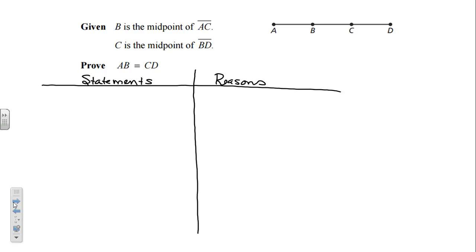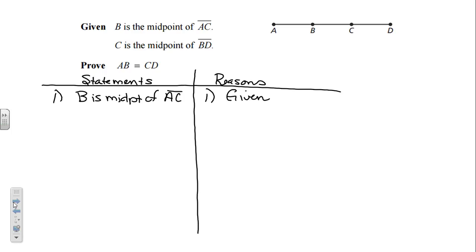Now what's the very first thing we always write down? The given. Okay, that gives you points. So we know that B is the midpoint of AC. So why could I write that down? It's given. Two points, writing the statement and the reason. Okay? So B is the midpoint of AC.